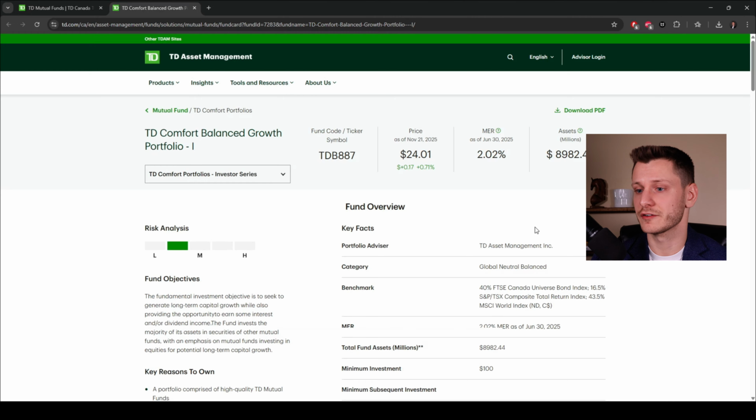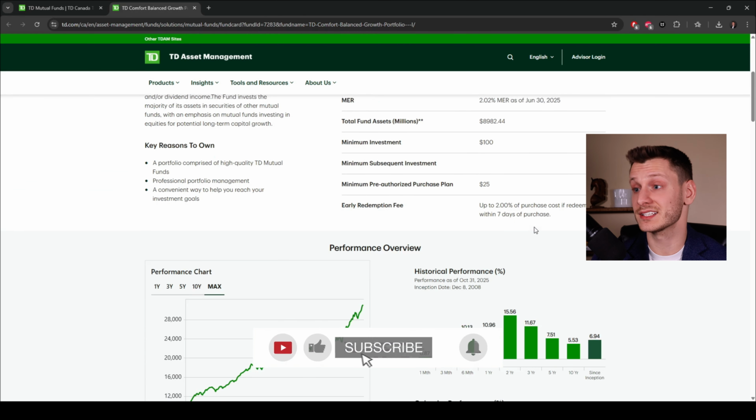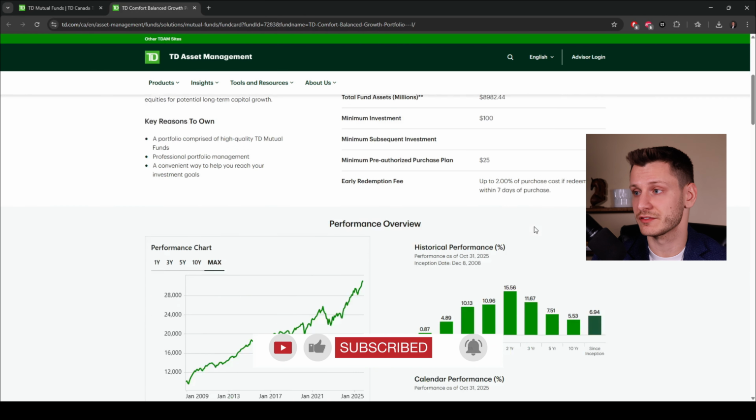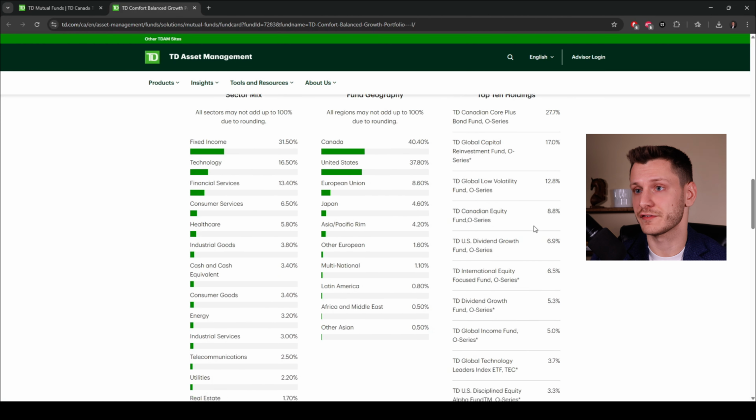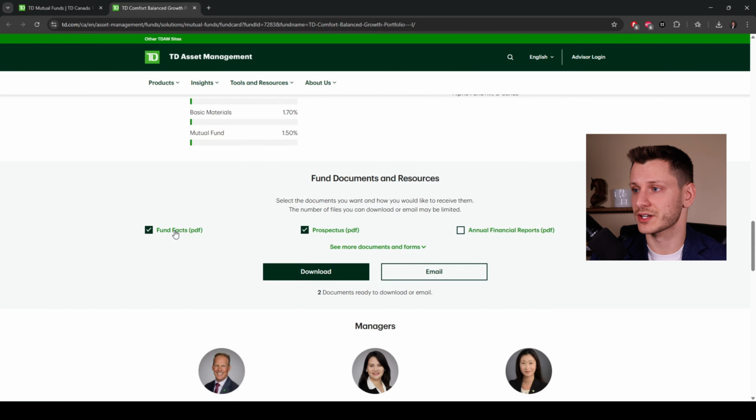And where I'm going to find the fund fact, I just need to scroll down. This page here is pretty good. It tells me everything I need to know. The fund fact document is right here. So let's look at this document.